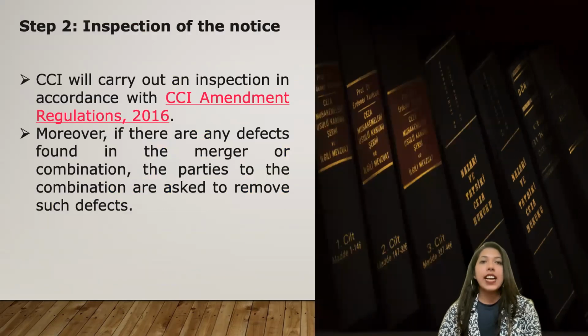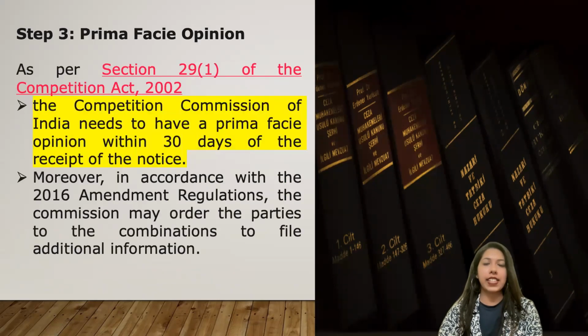The second one is inspection of the notice. Once the CCI gets a notification, it will carry out an inspection in accordance with the amendment regulations of 2016. Under 2016, we have an amendment to Section 6, so Section 6A speaks about regulation of combinations in India. However, if any defects are found in the merger or combination, the parties to the combination are asked to remove such defects.